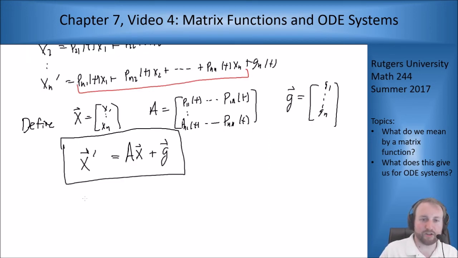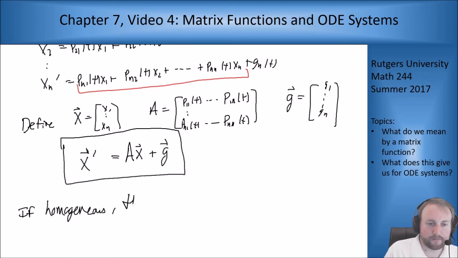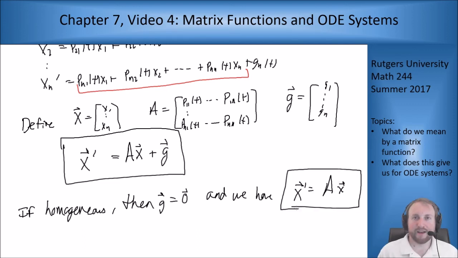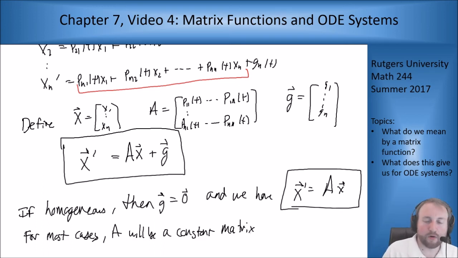So if we have a homogeneous equation, which means all the g's are 0, then this vector g is equal to the 0 vector, and we have x prime equals A times x. And the idea of the rest of the videos in this chapter is that properties of the matrix A should tell us things about the solution and should let us solve these problems. We'll work through what these properties are and what they mean in the next couple of videos. For most cases in this section, A is going to be a constant matrix, which means it'll be even easier to analyze properties of A to figure out things about the solution.